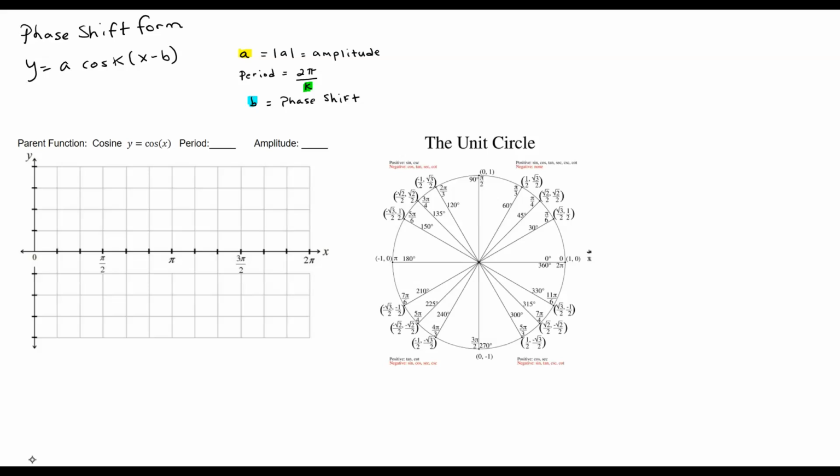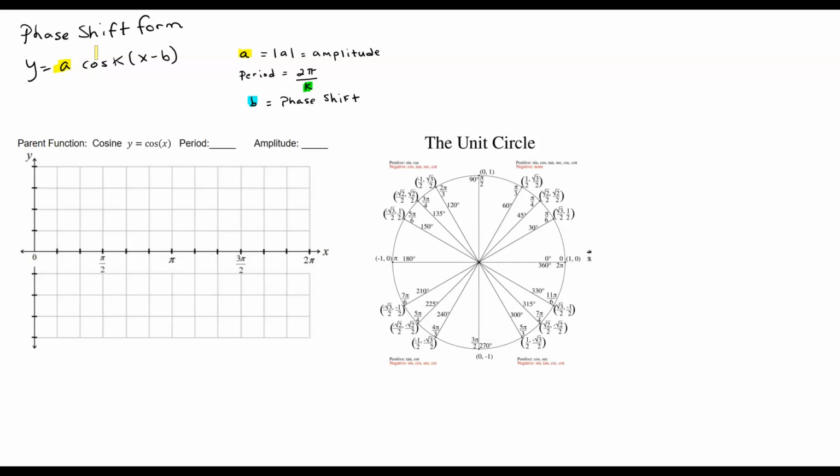The first thing that we note in phase shift form, y equals a cosine k times x minus b, is that a corresponds to what we call the amplitude. So this tells us again how high or how low the graph will stretch, okay? And it will move directly with the sign. If it's positive, it'll be a normal cosine graph, and we'll take a look at what that looks like. If it's negative, it'll be a reflection across the axis. So keep that in mind.